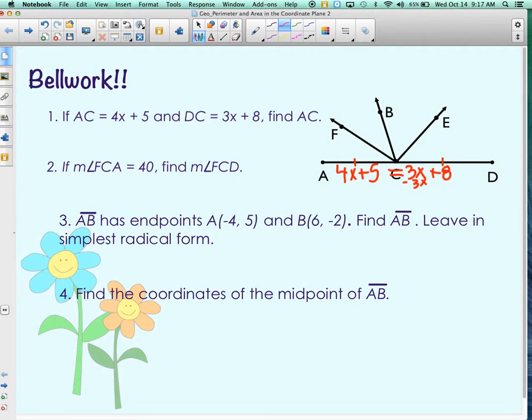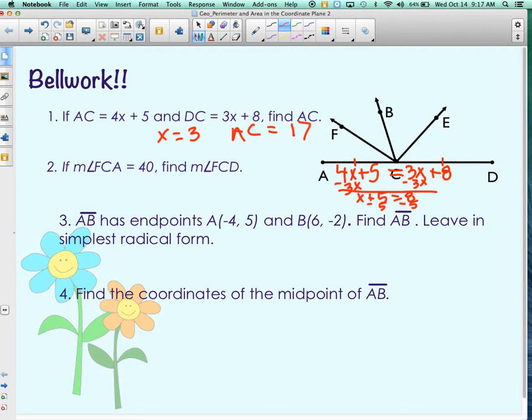So when you solve this, that's 4x plus 5 equals 3x plus 8. Subtract 3x from both sides, x plus 5 equals 8. Subtract 5 from both sides, x equals 3. X is 3, which means that AC equals 4 times 3, which is 12, plus 5 is 17. Good job. Okay, questions on that?